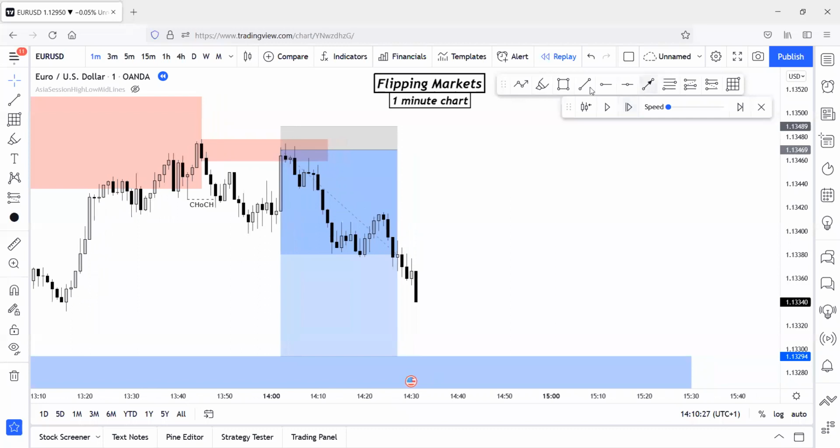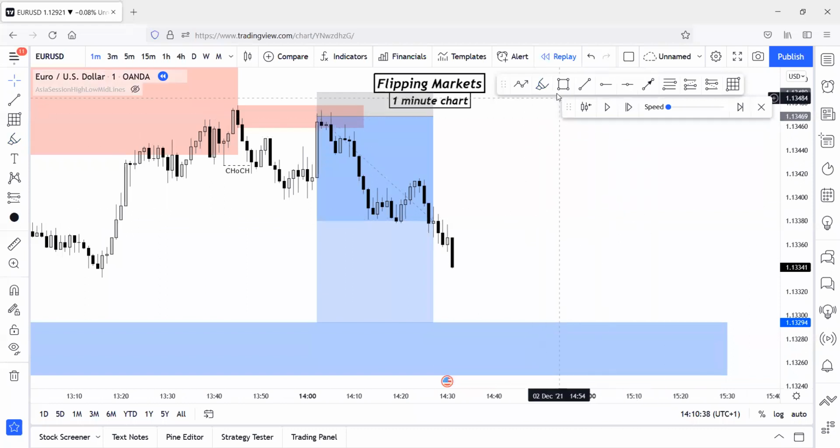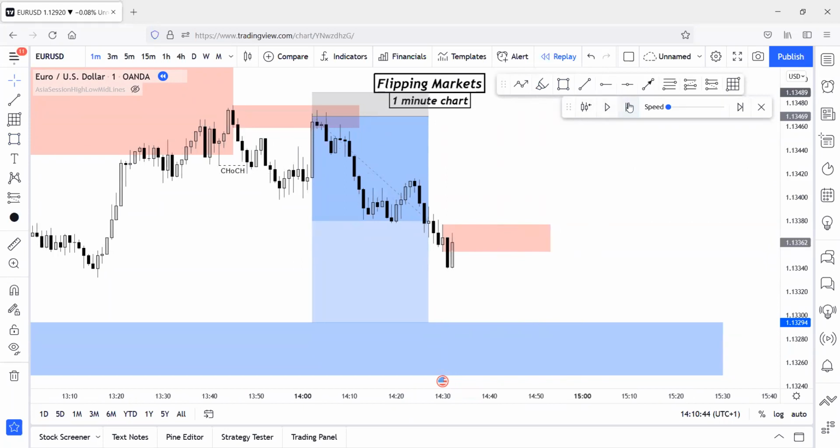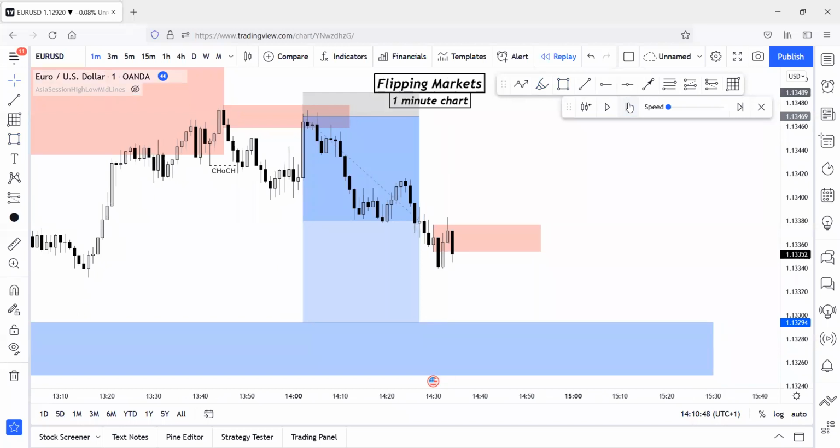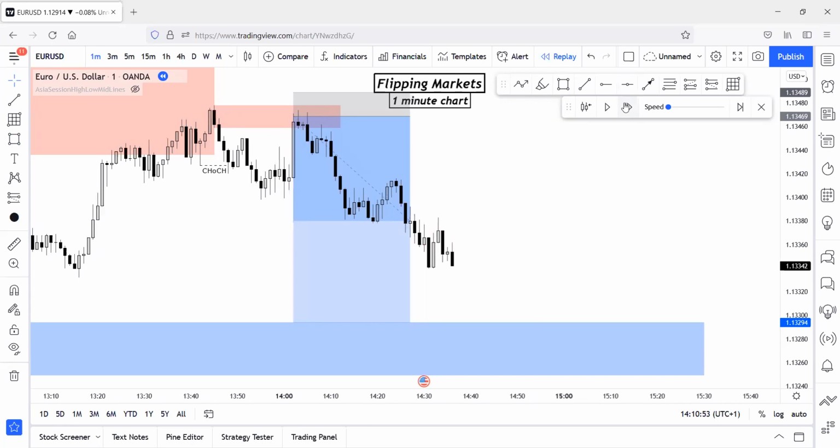Okay, let's see what happens. Actually, I couldn't set an order on this zone because, as you can see, this is already mitigated by the wicks of the following candles. So yeah, but we have a clear zone here that created an efficient move again. Okay, that's actually broken. So this is irrelevant.